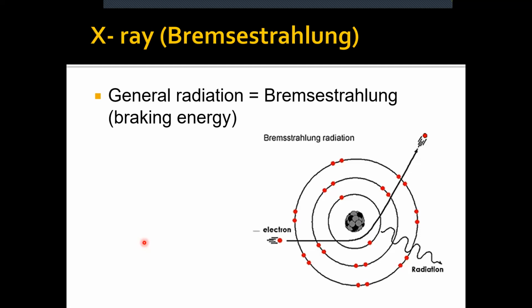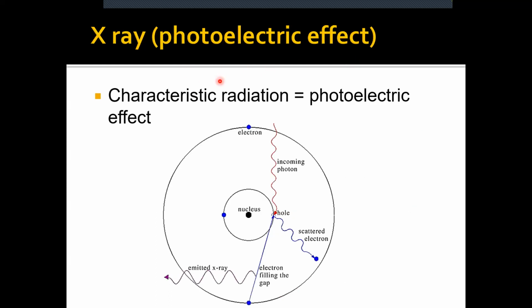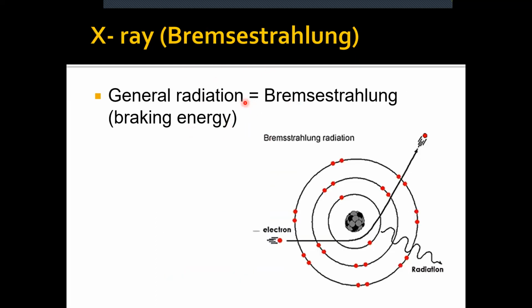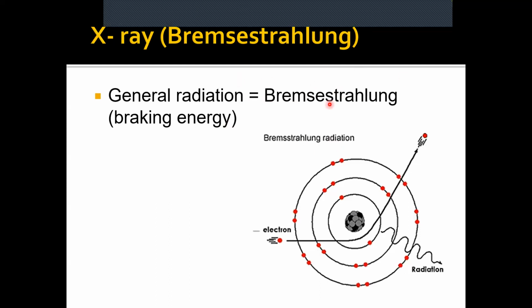There are several different ways this happens, but the two main ones that they want you to focus on are the Bremsstrahlung effect and the photoelectric effect. Okay, so with the Bremsstrahlung effect, I am pronouncing every single word in this thing wrong, but forgive me, this is not an English course.